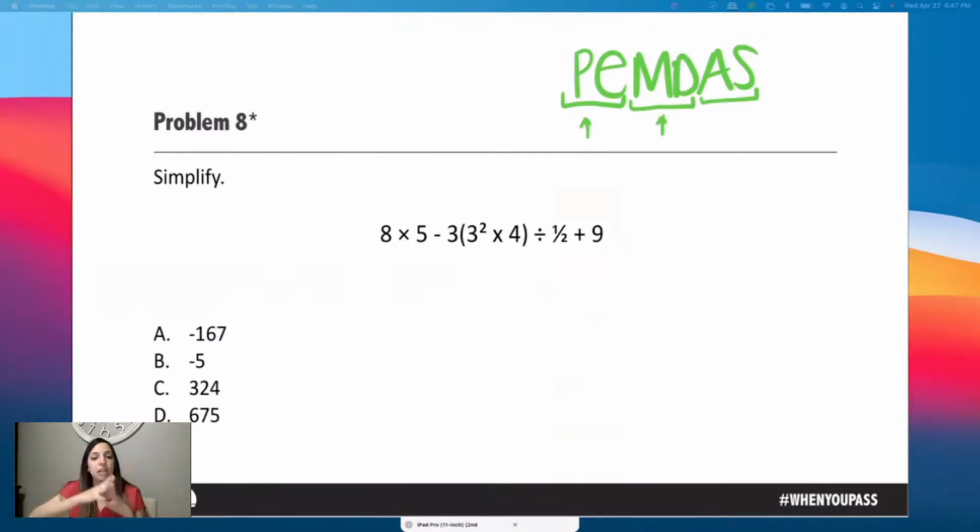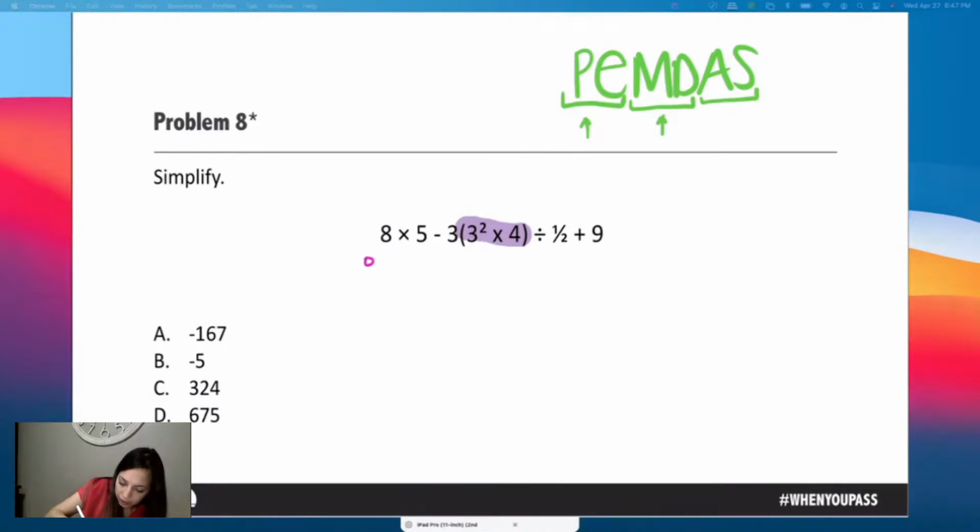But multiplication does not have to come before a division. Division or multiplication can come first. I need to solve it in the order it shows up in the problem from left to right. Then when I'm done with that, I'm going to move on to addition and subtraction. But again, it operates the same way. So I'm going to look for parentheses and exponents first. So I'm going to solve this section right here and keep everything else the same.